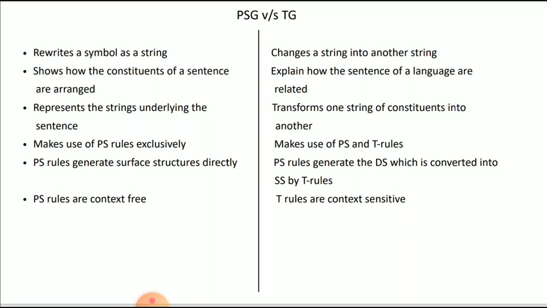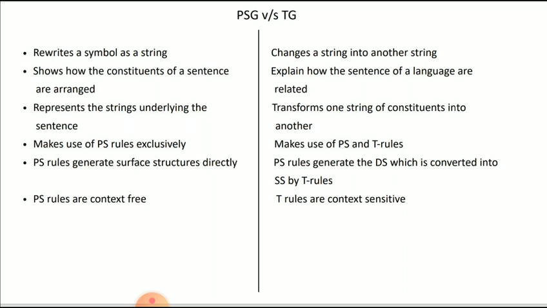Then it makes use of both PS rules and T rules. It does not just make use of T rules as such. It's not exclusive to just T rules. Instead, it applies both PS rules and T rules. Now, PS rules generate the deep structure, which is converted to the surface structure using T rules. Now, T rules are context sensitive, which means that if it is a negative sentence, T rules might change. If it is a passivization, T rules might change. If it is a question, T rules might change. So, T rules are context sensitive.